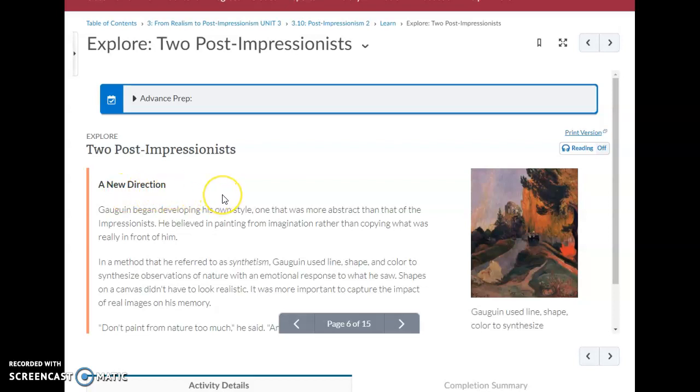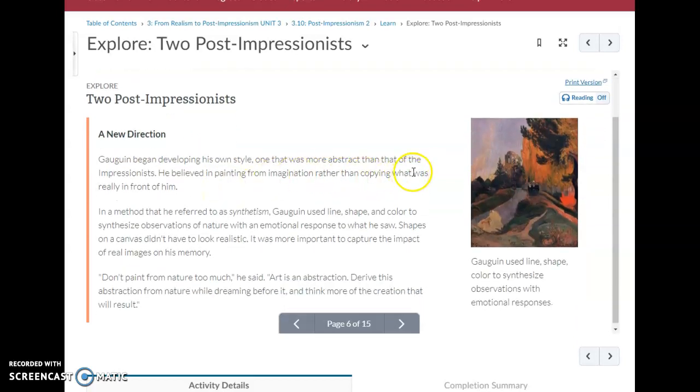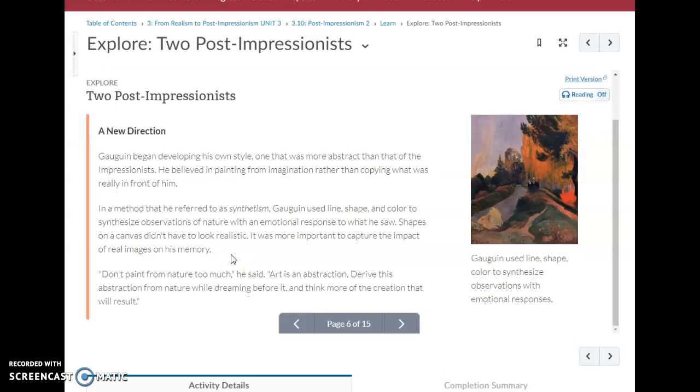Gauguin began developing his own style, one that was more abstract than that of the Impressionists. He believed in painting from imagination rather than copying what was really in front of him. In a method he referred to as synthetism, Gauguin used line, shape, and color to synthesize observations of nature with an emotional response to what he saw. Shapes on canvas didn't have to look realistic. It was more important to capture the impact of real images on his memory. "Don't paint from nature too much," he said.